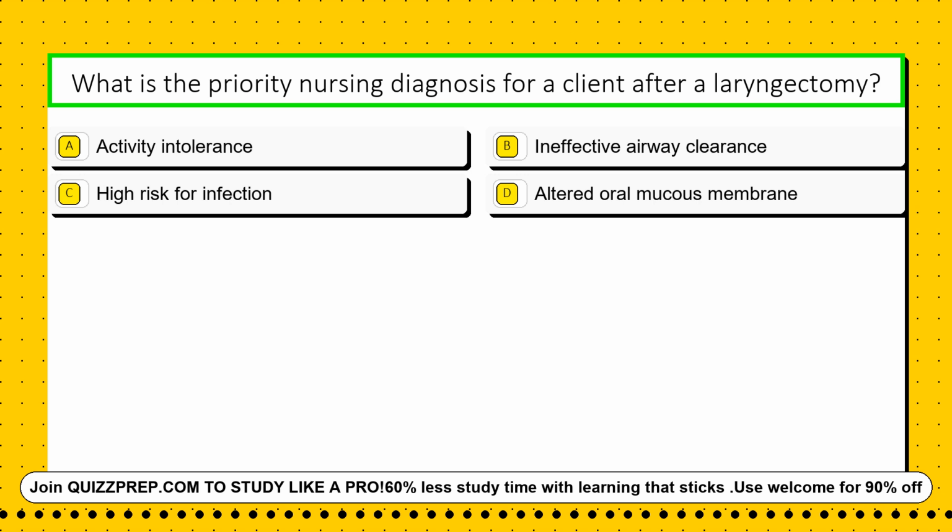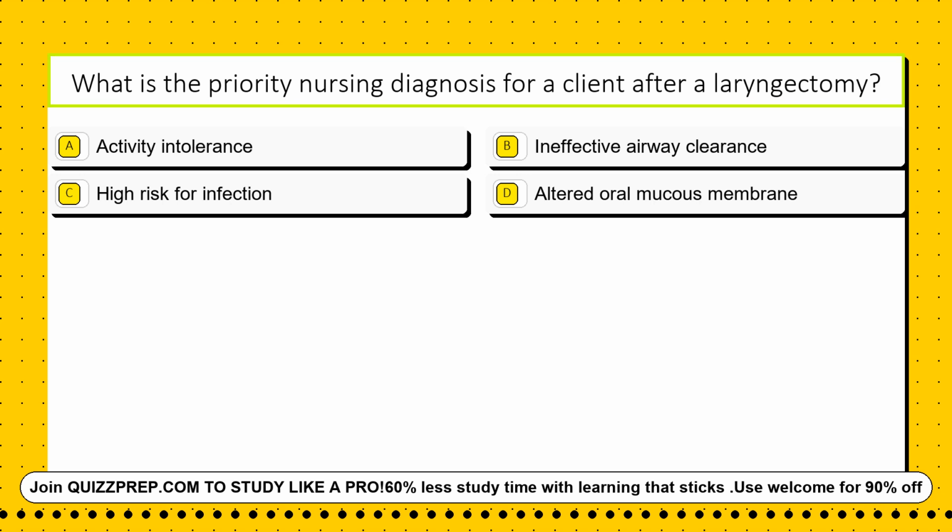Question 56. What is the priority nursing diagnosis for a client after a laryngectomy? Option A. Activity intolerance. Option B. Ineffective airway clearance. Option C. High risk for infection. Option D. Altered oral mucous membrane.